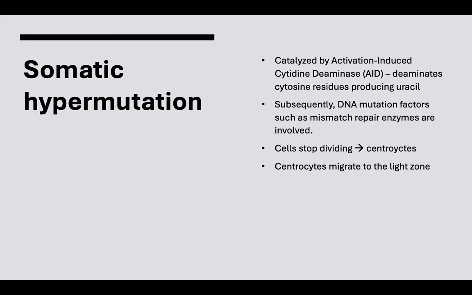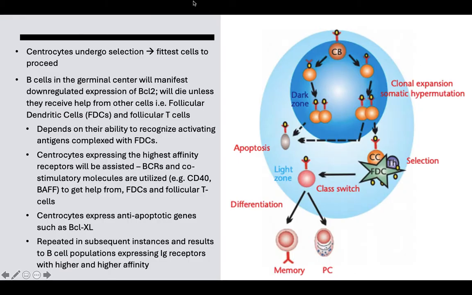Now, once the centroblasts stop dividing, they assume a state called the centrocyte state. The centrocytes migrate from the dark zone to the light zone. So here, our centroblasts now stop dividing. They assume a centrocyte state. The centrocyte will not divide anymore, and it will now undergo selection. So the fittest centrocytes will be selected to proceed to the succeeding events that are now confined in the light zone area of the germinal center.